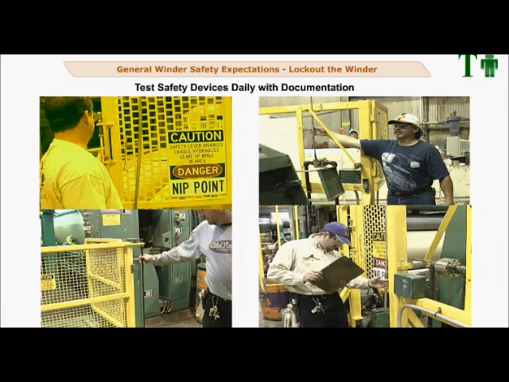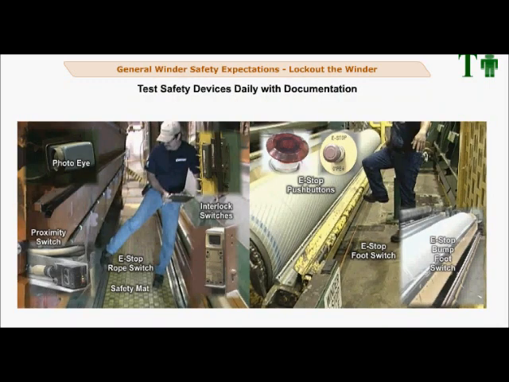Checking the operations of the winder safety devices on the winder will be documented. Basic safety equipment should be tested on a daily basis. Examples of basic safety equipment: bump switches, safety mats, photo eyes, proximity switches on safety gates, and e-stops.